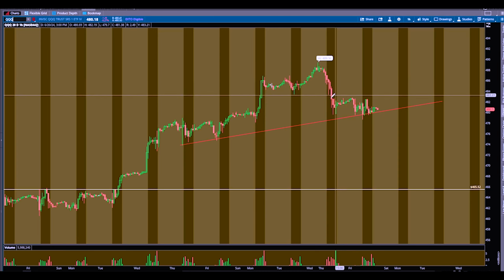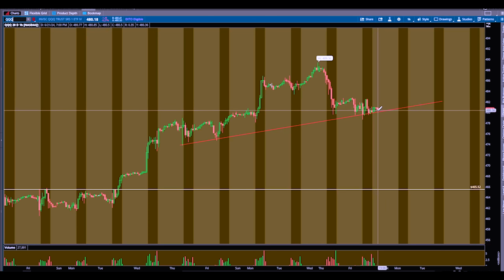QQQ, we're still holding this trend line. We haven't had an hourly close below. Yeah, we broke below here. I thought we were going to close and reclaim it. So if we get an hourly close below this, I like shorts. I like puts.